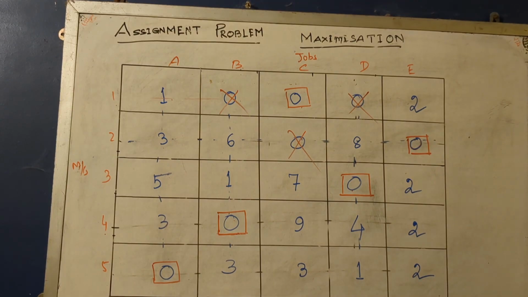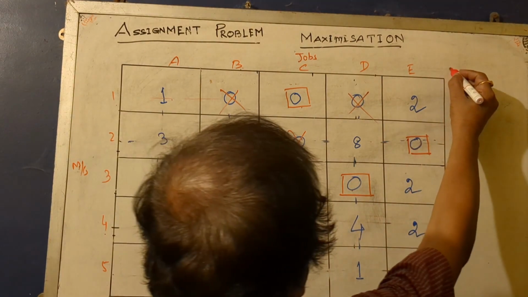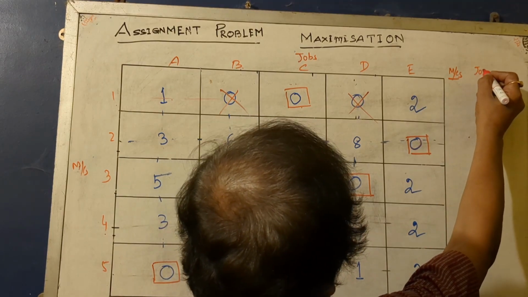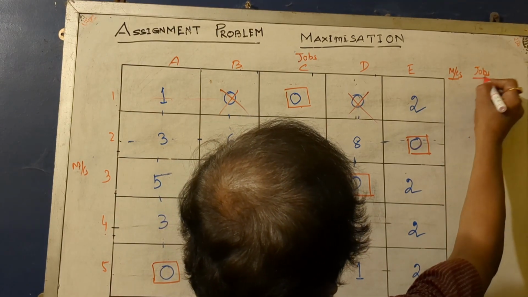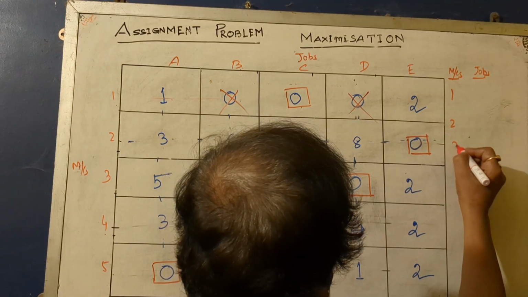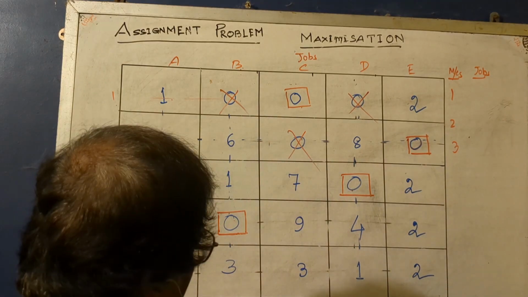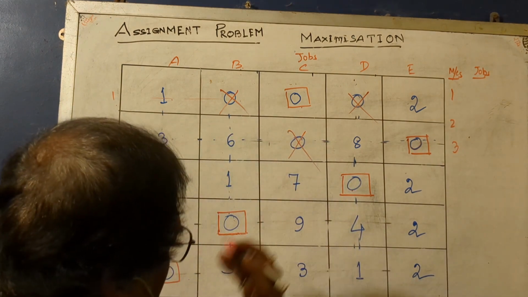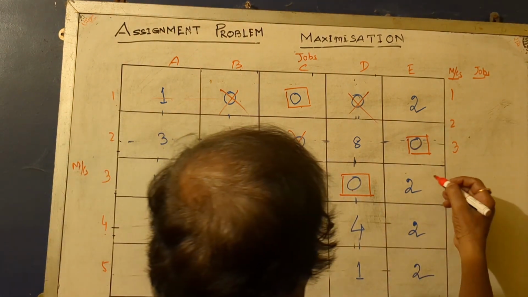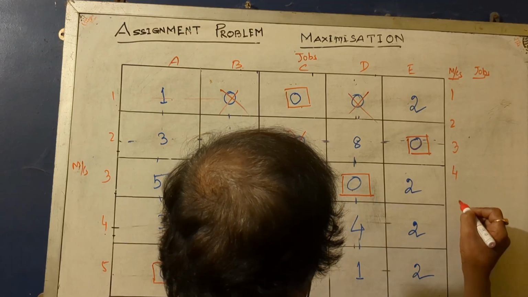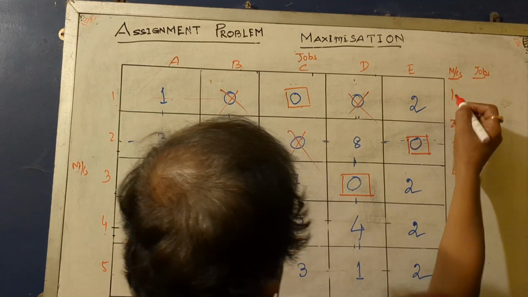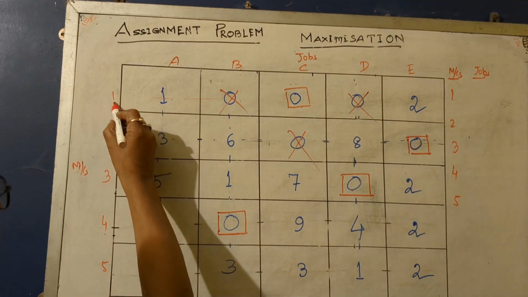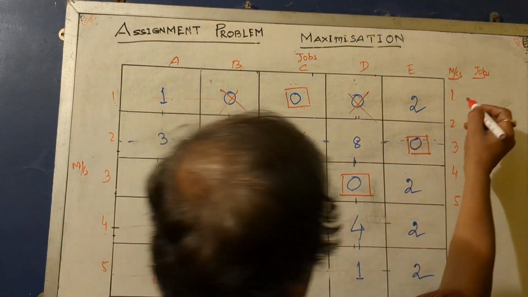Then what is your allocation? The machines, I am writing here machines, and this is jobs. This is 1, 2, 3; as there is no space, that's why I am writing on the right side. What you should write just below this matrix: 3, 4, 5. For the first machine, which job will be allocated? For the first machine you have to allocate job C.